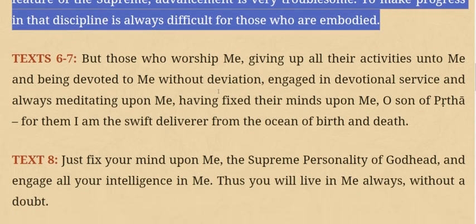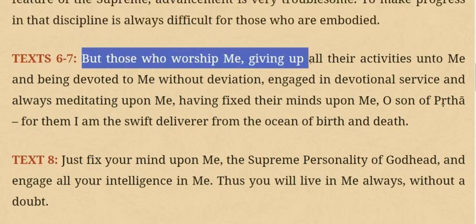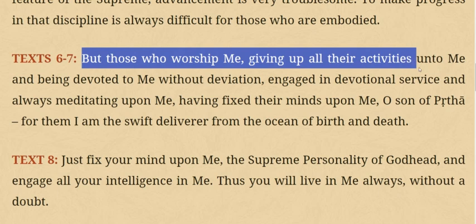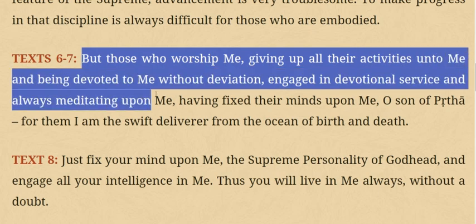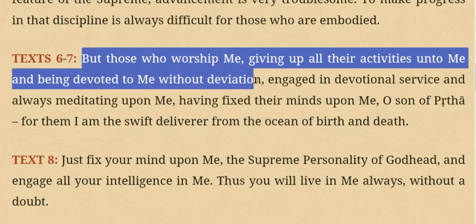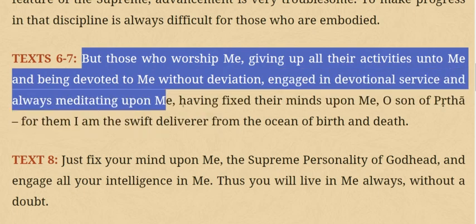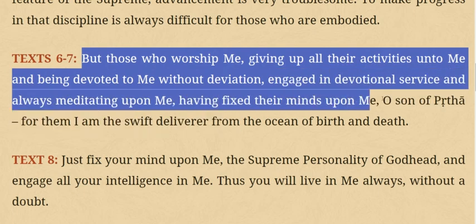Let's see, the sixth verse. The sixth verse, we'll just read this and end. For those who worship me, giving up their activities onto me. See, Prabhupada is saying, right, we have to act for Krishna. So our activities we are giving to Krishna, and being devoted to me without deviation, engaged in pure devotional service, and always meditating on me, having their mind fixed upon me. Our mind is fixed upon Krishna.